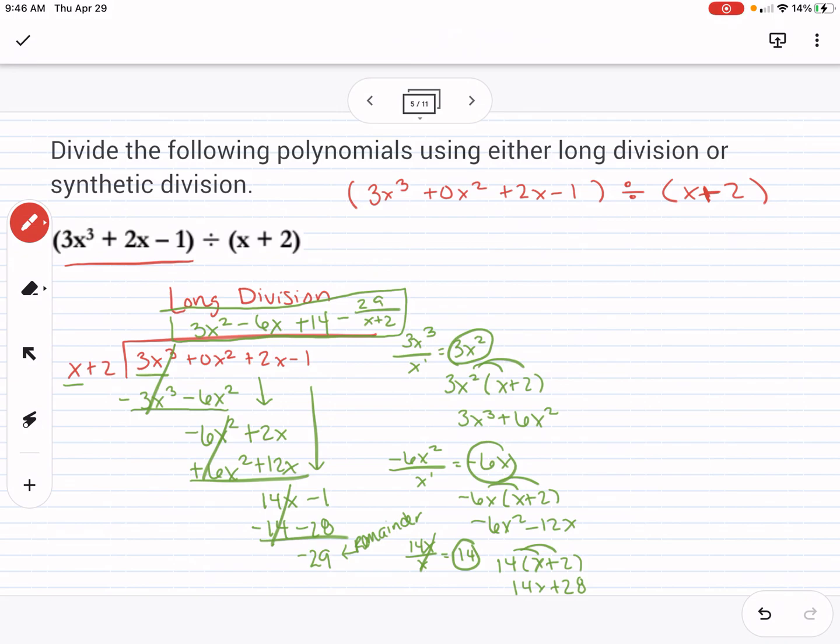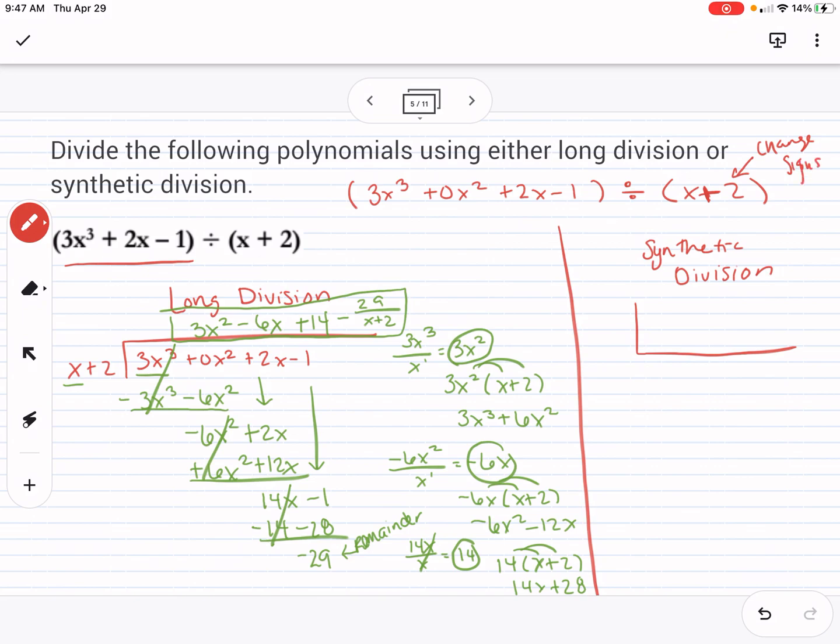The other method we learned is a lot faster. That's synthetic division. In synthetic division, you set up a little L, and then this number here goes inside, but we change signs. So instead of positive 2, it's going to change to a negative 2. And then you put the coefficients in there, 3, 0, 2, negative 1. From here, it's easy. So we're going to bring down the first term.